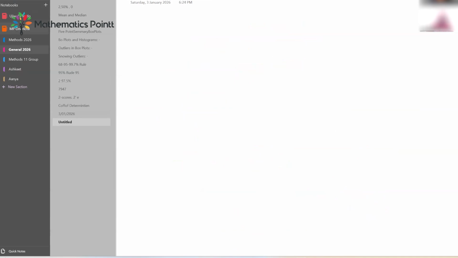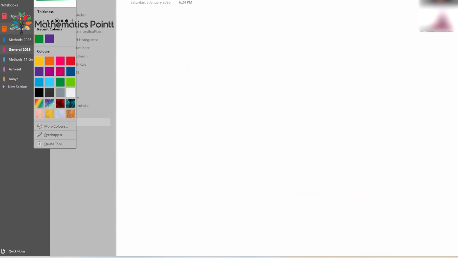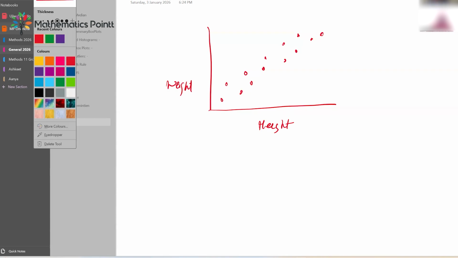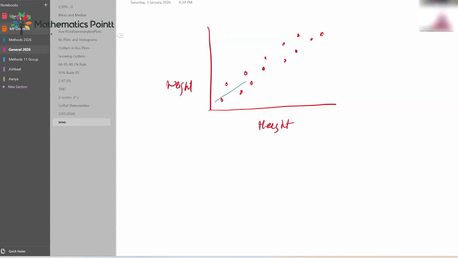So if I draw the line again, I had this kind of scatter plot, just randomly drawing it again. This was my height, probably I'll write it lambda. This is my height. That's my weight. And I've drawn a least square regression line bang in the middle.